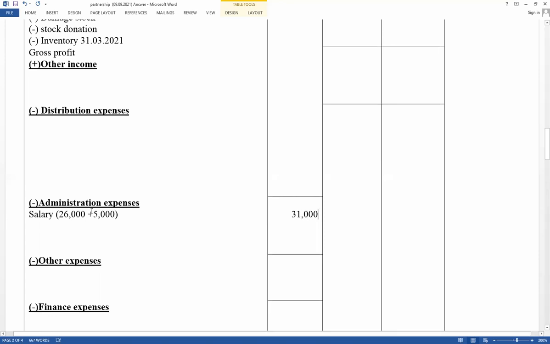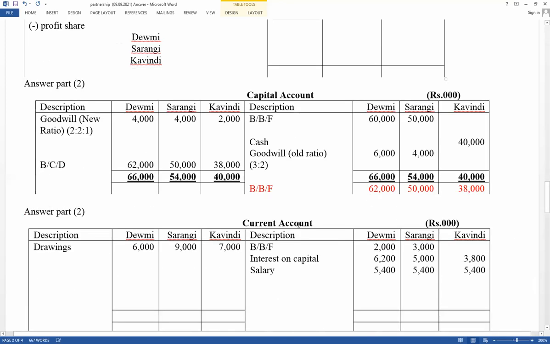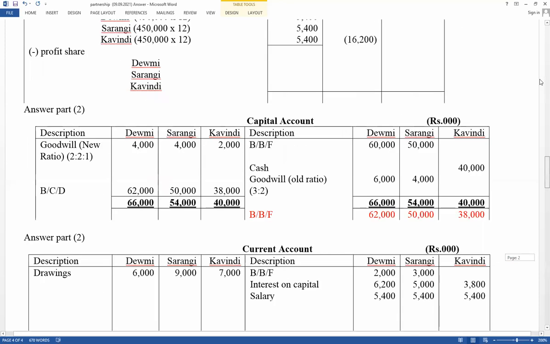And accrued salary under current liability. Under current liability, accrued salary 5,000. Accrued salary, second column 5,000. That is a liability. Not paid amounts. Payable. Financial position has assets, liability, and equity. Like that, try to complete the adjustment part. Next adjustment.